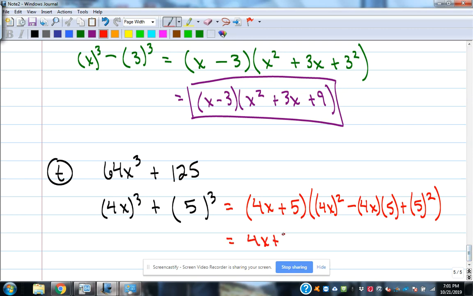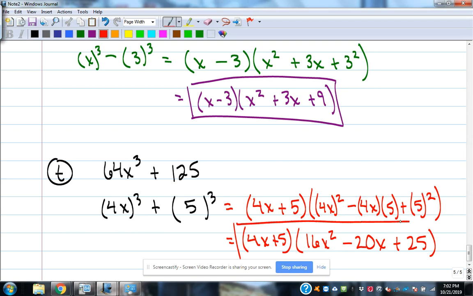So that's 4x plus 5. What's 4x squared? 16x squared. 4x times 5 would be minus 20x. And 5 squared is 25. So we have a different sum of cubes there to work. We'll see that as an example.